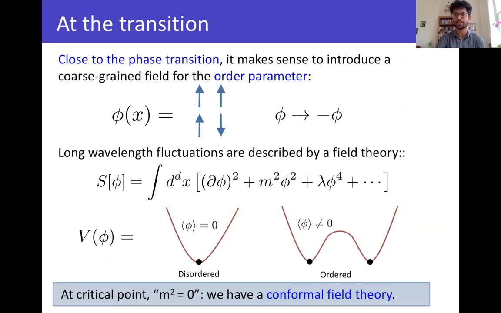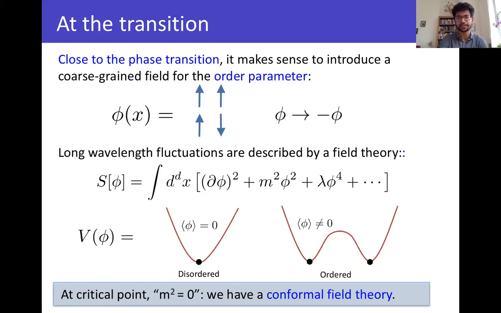Good. Any other questions before I go? Okay, great. Excellent. So now imagine you care about going close to the phase transition. Close to the phase transition, what happens is you see these correlations happen over larger and larger length scales. And it turns out you can use a continuum theory to describe physics close to the phase transition.